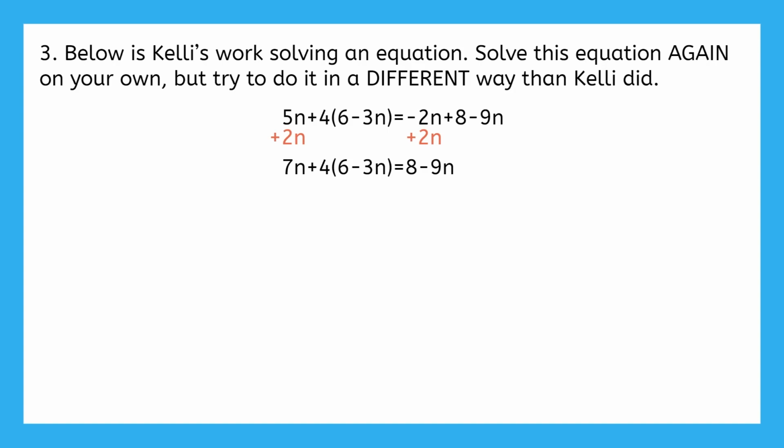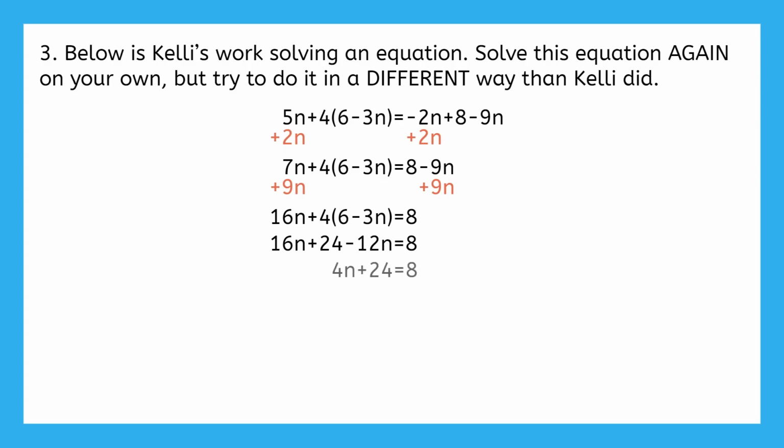And now on the right, I'm left with 8 minus 9n, but not for long. To cancel minus 9n, I can now add 9n to both sides. On the left, 7n plus 9n makes 16n, and on the right, minus 9n plus 9n cancel, leaving just 8. Now that all of my n's are on the left, let's start simplifying things. I could distribute the 4 to get 24 minus 12n, and then I'll bring down everybody else that I haven't touched. I can combine these 16n minus 12n to make 4n, and now I just have a single variable term.